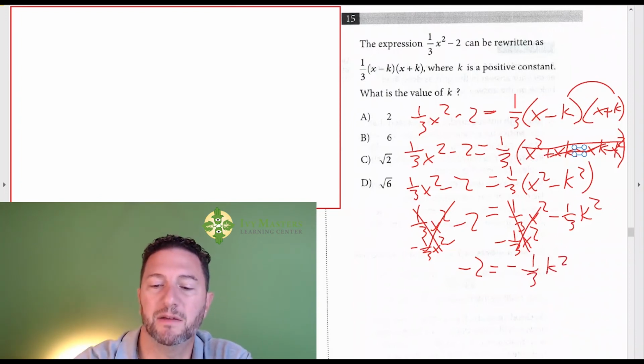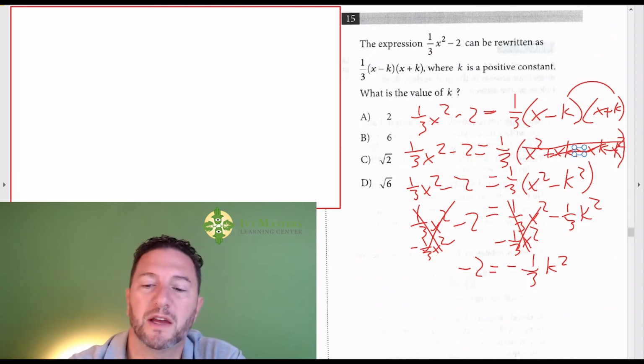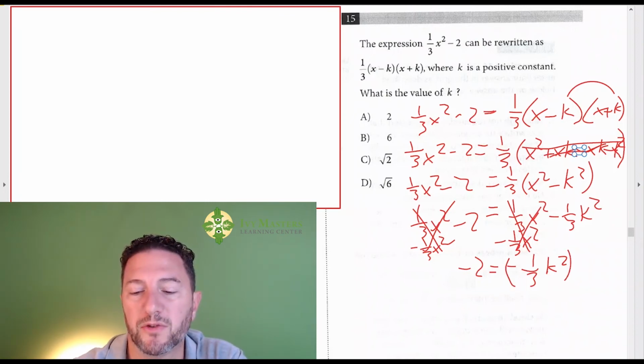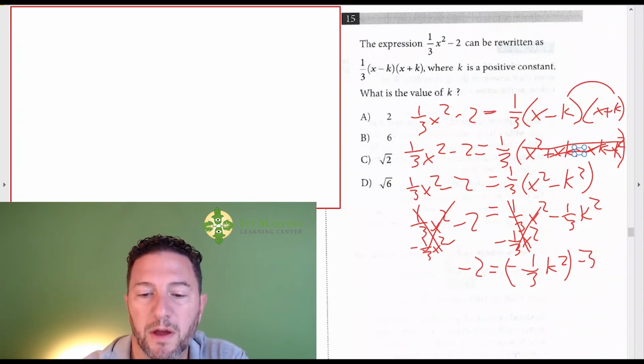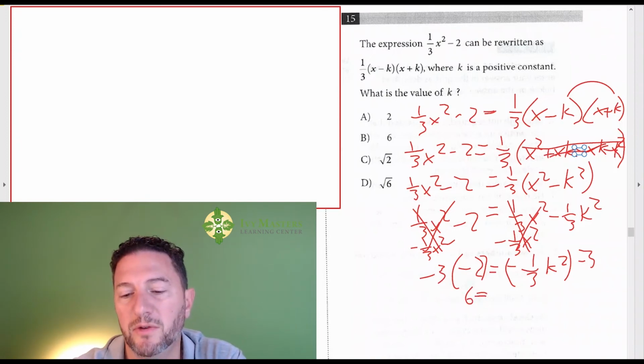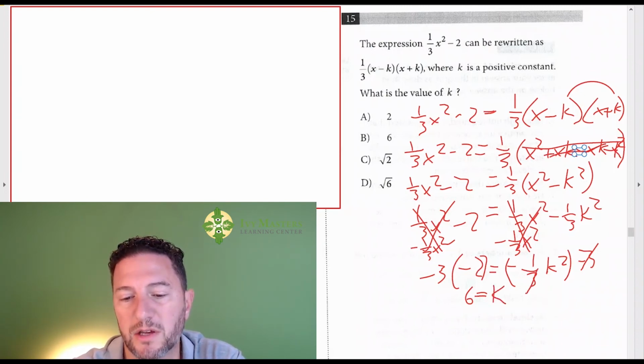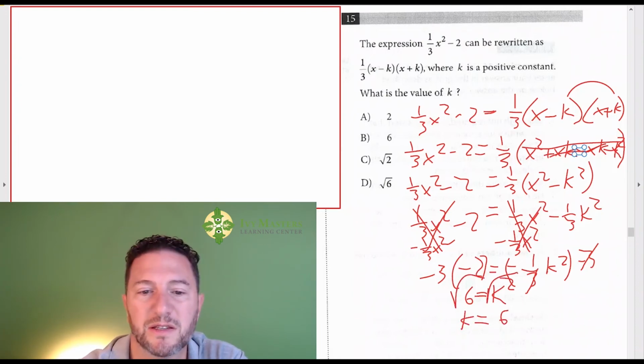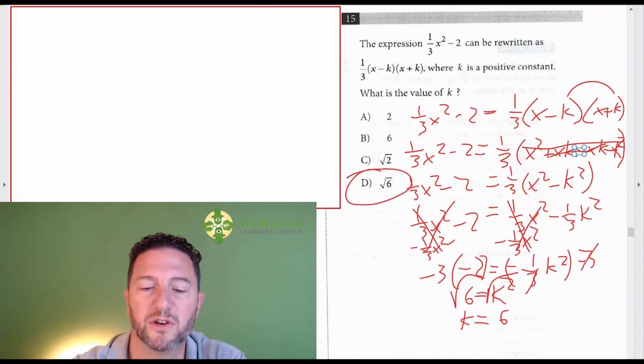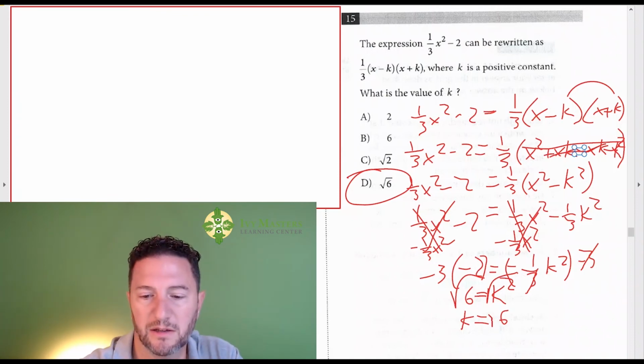Anytime you have a fraction attached to a variable, what you want to do is multiply by the reciprocal. The reciprocal of this is going to be -3. So if I multiply both sides by -3, what I get is 6 equals, and then negative times negative is positive, 3 over 3 would cancel. You can just cancel the top and the bottom if you know how to do that. So 6 equals k squared, and then you take the square root of both sides, and k equals square root of 6. So that is your correct answer, D. I didn't put the square root there.